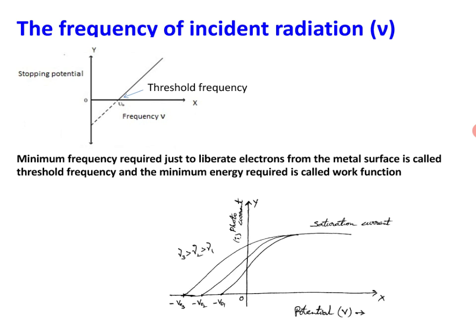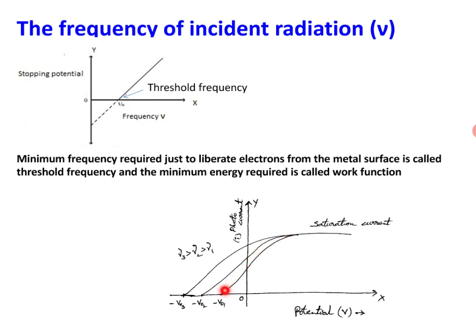Next, if you study the same thing for different frequencies, the graph will be like this. Here the graph is between potential and photocurrent, whereas the first graph was for frequency and stopping potential. Here the intensity remains constant, so the number of photons is constant, and that is why the maximum current, the saturation current, is constant. But different frequency means different energy.